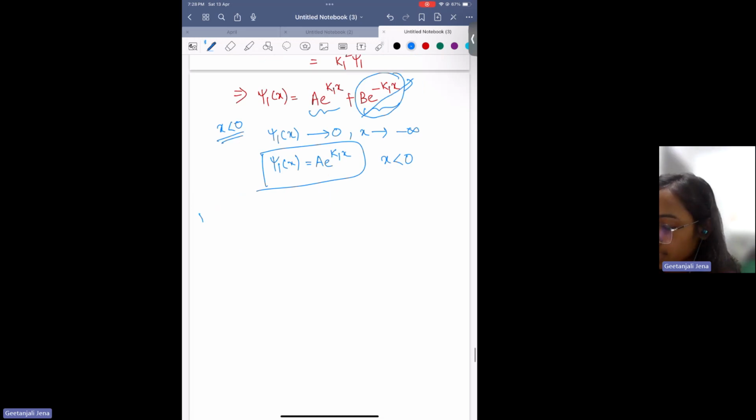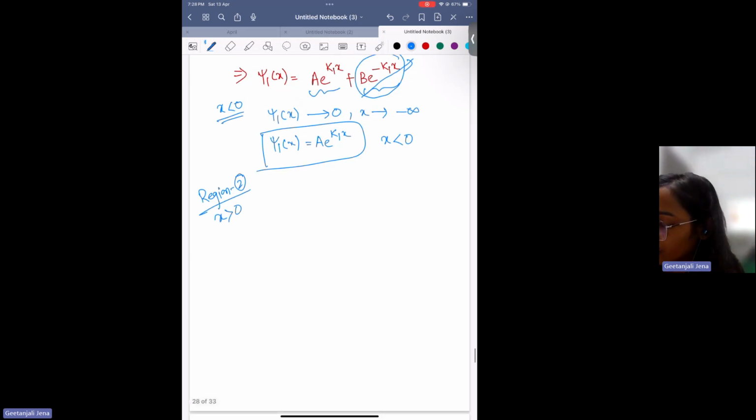Okay, now let us solve region 2, for x greater than 0. For region 2, what we have is minus h cut squared by 2m del squared psi 2 by del x squared equal to E psi 2 of x.